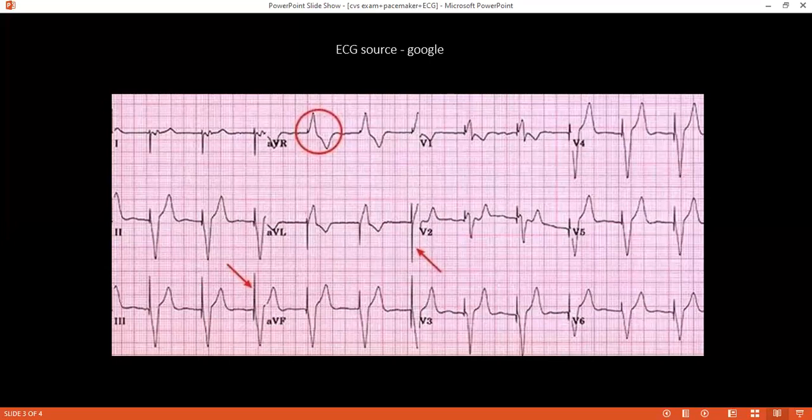Can you name a few indications when a pacemaker is needed? Yes, first one, symptomatic sinus bradycardia, symptomatic AV node disease, SA node disease, long QT interval, hypertrophic obstructive cardiomyopathy, dilated cardiomyopathy.